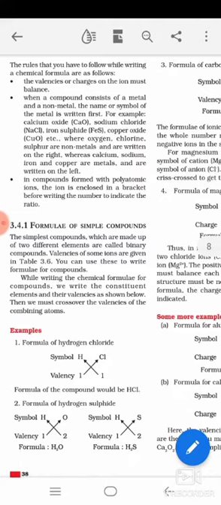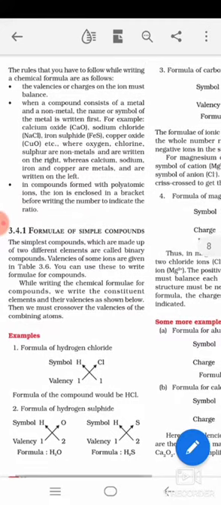So this is what charge on the ions must be balanced means. That is the first point. A plus B will be AB, then the compound will be neutral. Okay, now when a compound consists of a metal and a non-metal, then the metal will be written first.